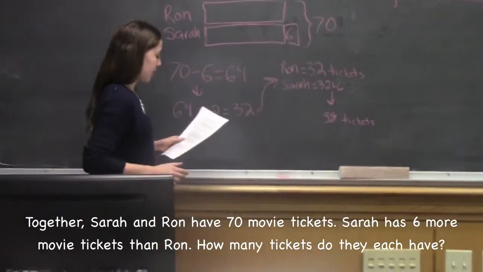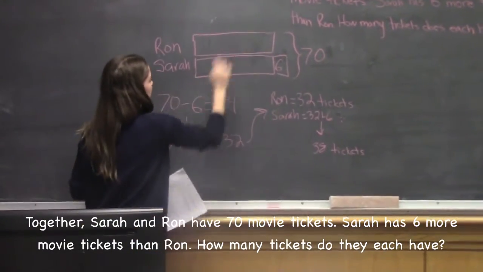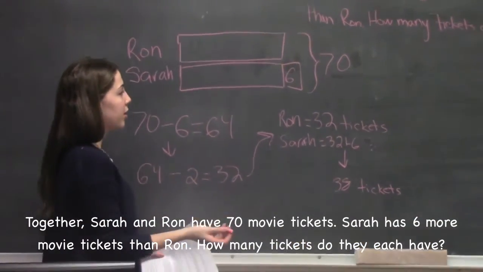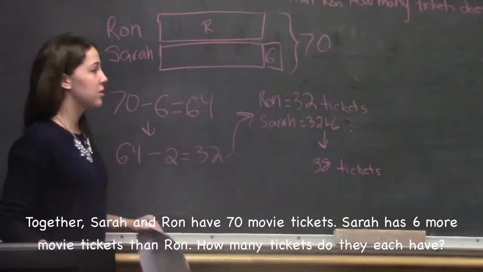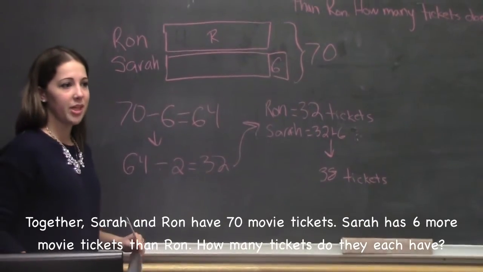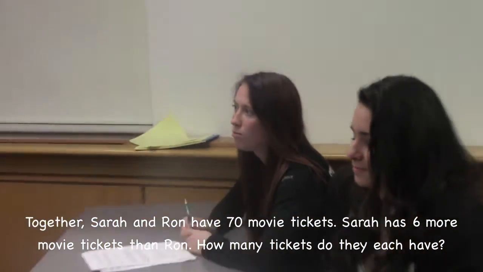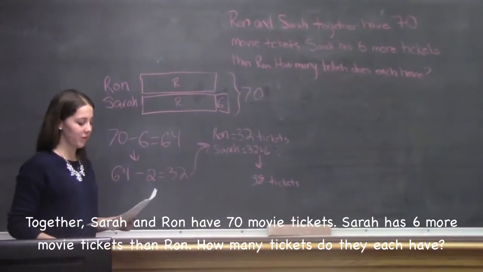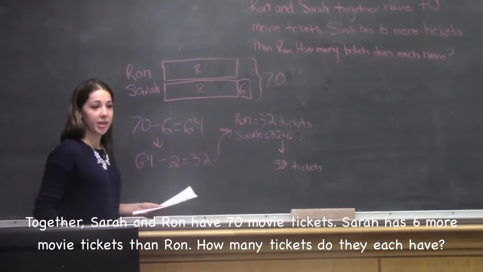Now that we have this diagram, if we know that this box is the amount of tickets that Ron has, which is an unknown, we can put a letter R there to represent the number of unknown tickets that Ron has. If we wanted to put a letter in this box, what do you think we would do? Anyone? An R? Yeah, and why not an S? Because they have the same number of tickets. The same number of unknown. Exactly. What do we do when we have a letter in an equation?